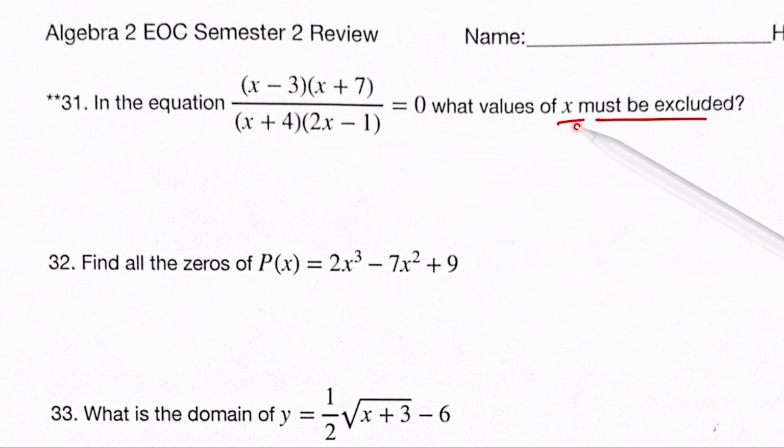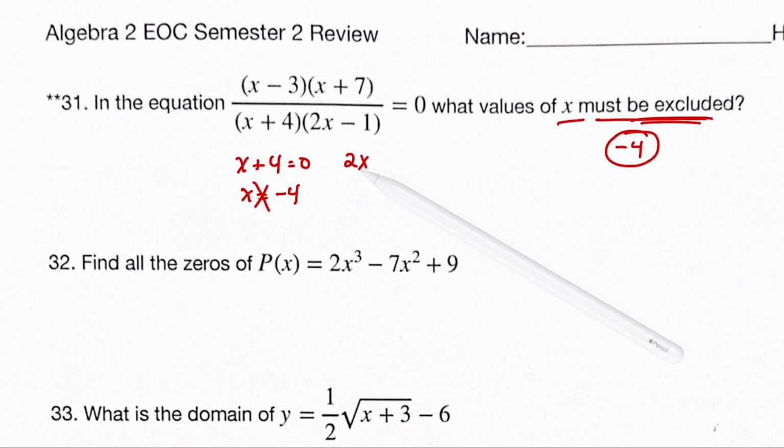So which values of x must be excluded? Well, when you have a fraction, you can never divide by 0. So we just have to make sure this factor never equals 0, because then the product would equal 0. So we just take the factor x plus 4 and ask, what makes you 0? Subtract 4 and you get negative 4. So this is what x cannot be. What must be excluded? Negative 4 must be tossed out.